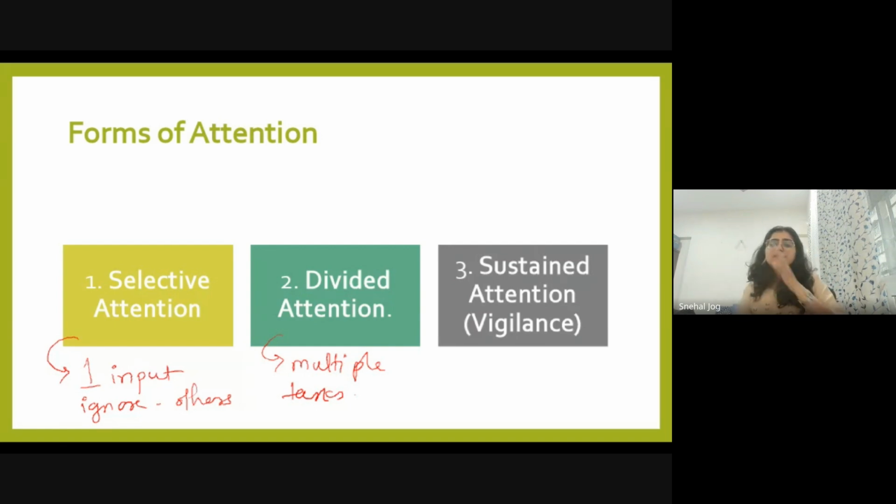Moving on to sustained attention. Sustained attention basically talks about maintaining focus over time. For example, air traffic controllers need to have sustained attention. Now, if you are extremely tired, if there's a lot of fatigue, then that can affect your performance when we talk about sustained attention. So these are three major things that you need to remember when we're talking about forms of attention.